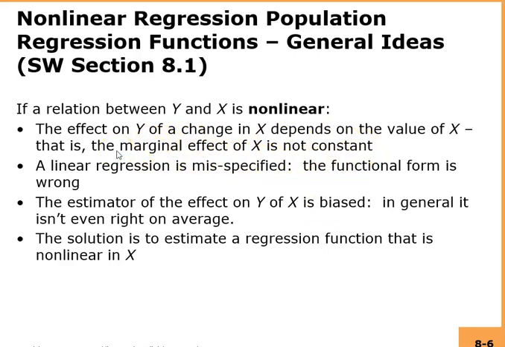So a linear regression is misspecified in this scenario, and a functional form would be wrong. And given that, the estimator of the effect on y of x would be biased if we actually try to fit a linear functional form. So the solution would be to estimate a regression function that is non-linear in x.